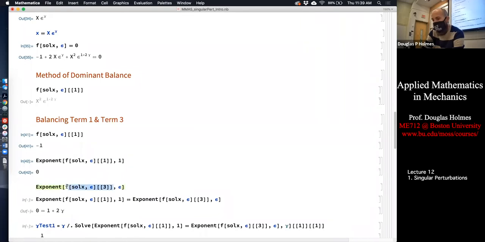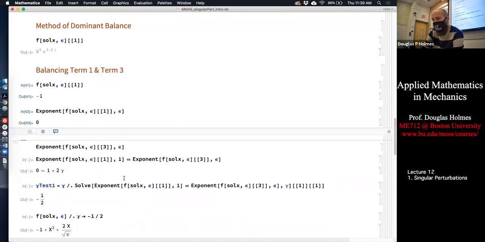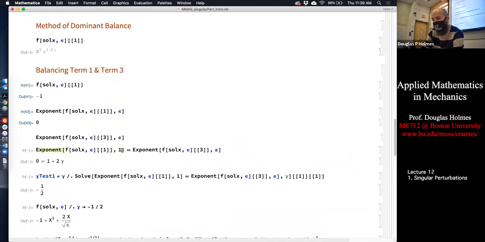So again, this is my equation, the third term. Give me the exponent. The exponent we're interested in is the exponent on epsilon. I wonder if this works if I say epsilon here. I think it does. Yeah, it does. Okay. So I could have made the exponent on epsilon for all of them, which is really what we want. Let me try and do that.